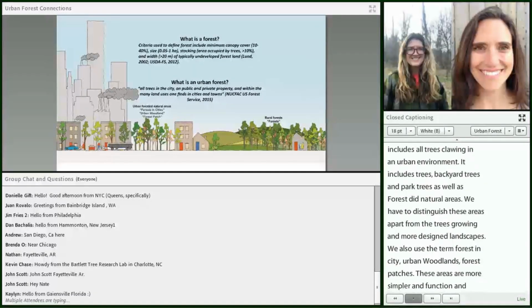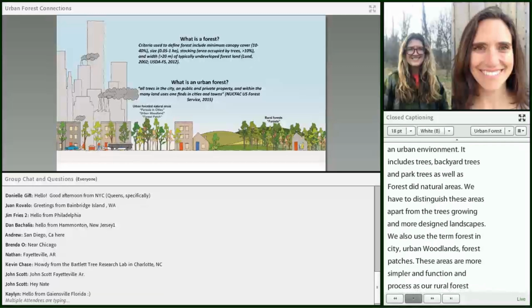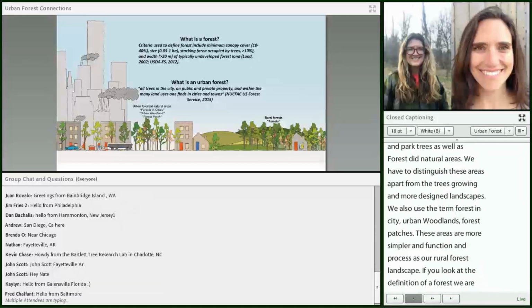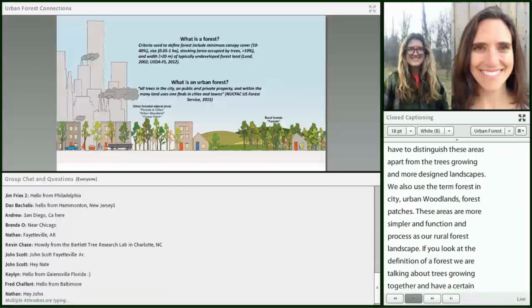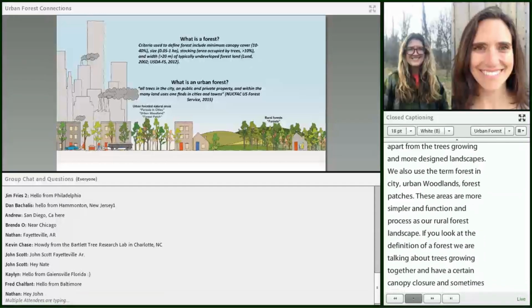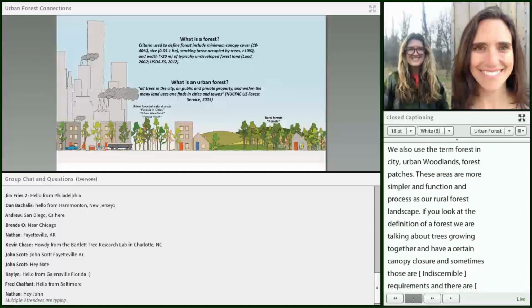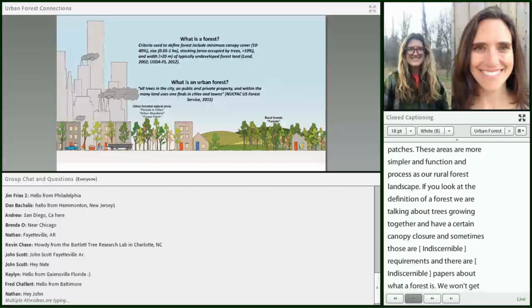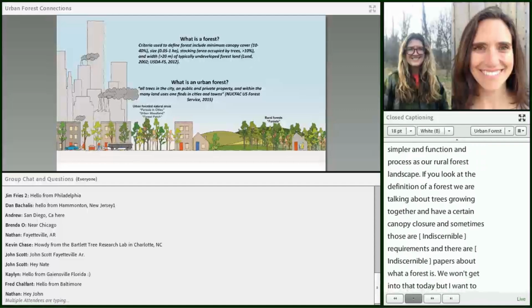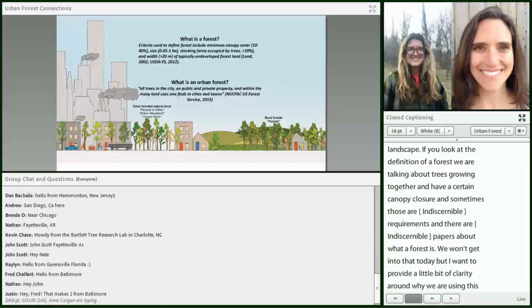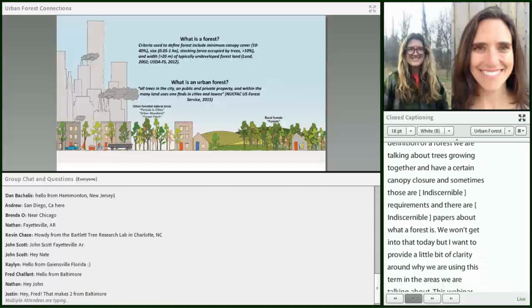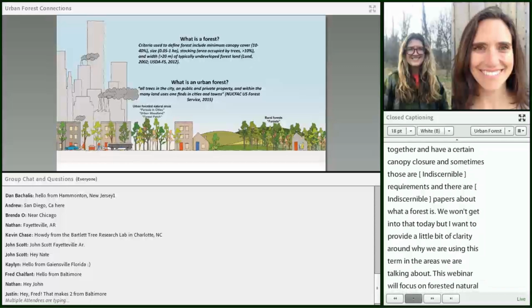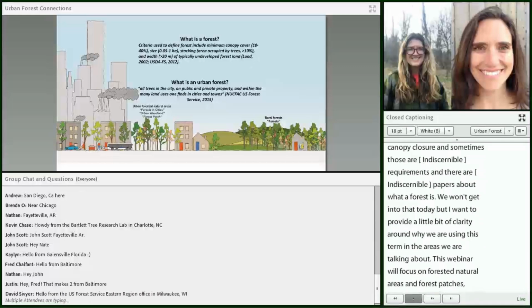So if you look at the definition of a forest, we're talking about trees that are growing together, that have a certain canopy closure. Sometimes there's some stocking requirements, and there's whole papers about what a forest is, and we won't get into that today, but I did want to just provide a little bit of clarity around why we're using this term and the areas that we're talking about. And so in this webinar, we're really focused on forested natural areas and forest patches, forest woodlands, so these areas that are growing together and look like the woods.